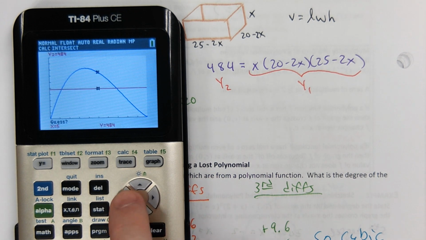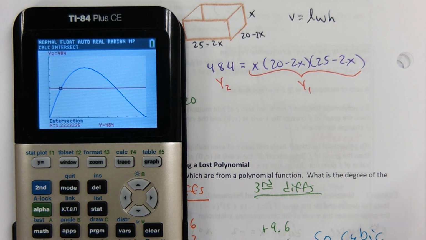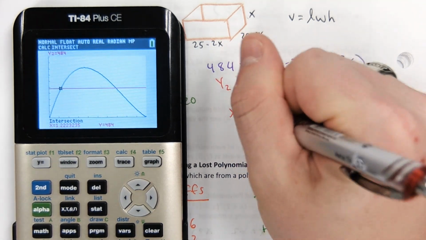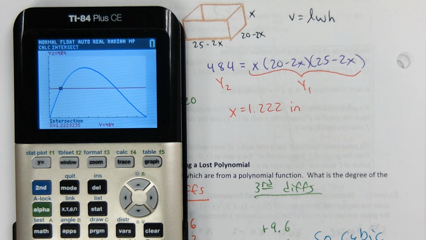Yes, yes, and I'm going to scroll left. And hit enter. We have an intersection at x equals 1.222 inches. Remember your units so you don't lose any marks on the free response, because there's a question like this on the free response. It's the extra credit question.